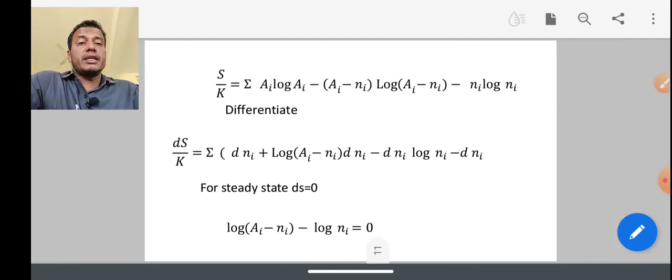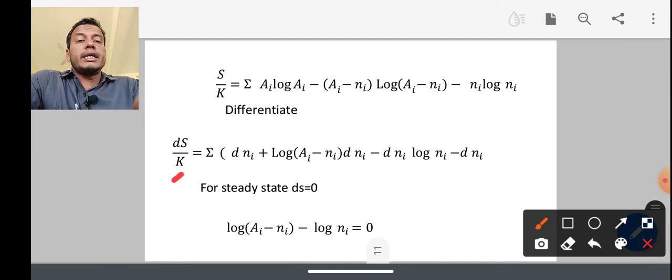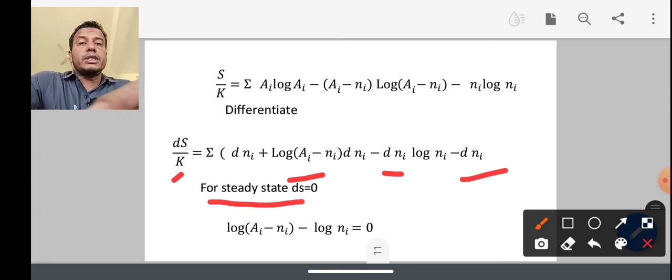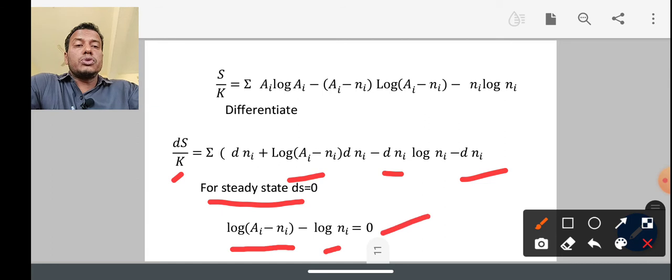Now differentiate with respect to S, that is dS by k equals sigma of dn plus log (a_i minus n_i) dn_i minus dn_i log n_i, taking dn_i common for all. Also for the steady state, dS is equal to 0, there is no temperature rise, so the entropy will not change. After simplifying, log (a_i minus n_i) minus log n_i is equal to 0.